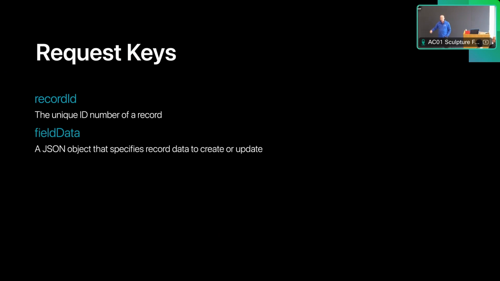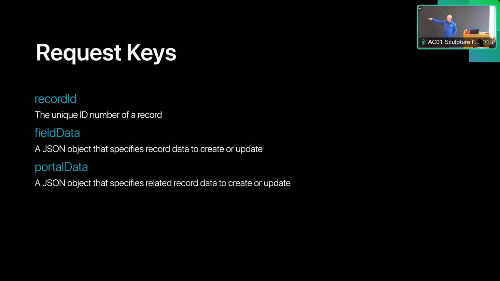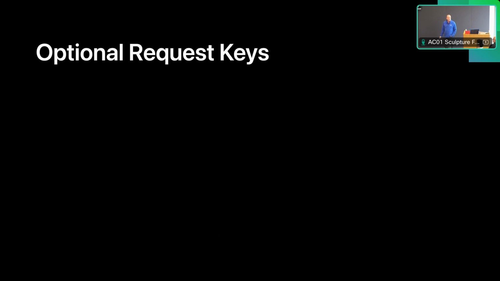There's a field data object, and that's just a JSON object that specifies the fields that you're either going to insert data into during a create or an update, as well as a portal data object where you specify the related record data that's either inserted or updated when you make your request. Portal filters apply when you're getting portal data returned.